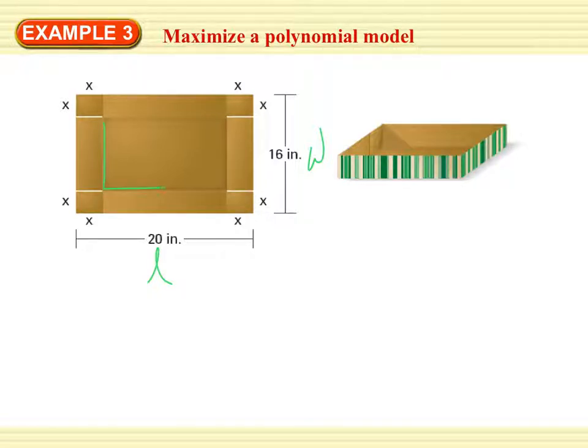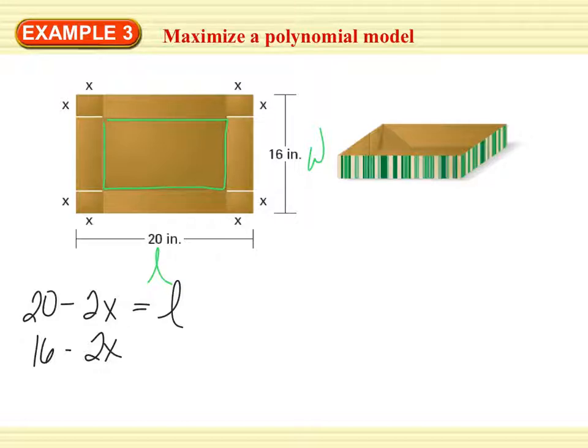The length and the width is going to be the base of the box. So I really take 20 minus 2x for the length, and 16 minus 2x for the width. For volume, we also need to know the height of the box. I just gave it away. The height of the box, which is your x value, right?